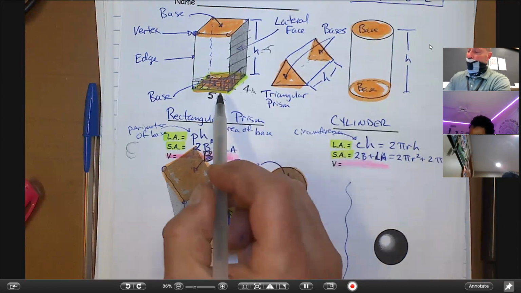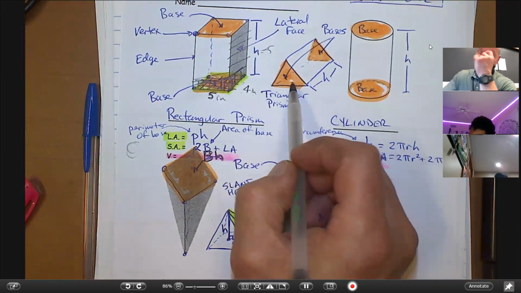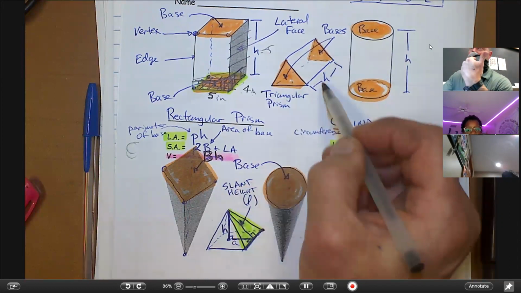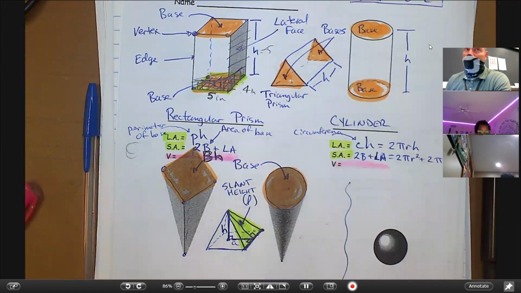Now this is a rectangular prism, but it'd be the same thing here. I could find the area of the base, which in this case would be a triangle, remember, and then multiply it by the height, and that's still going to be the volume of a triangular prism, or any prism at all.